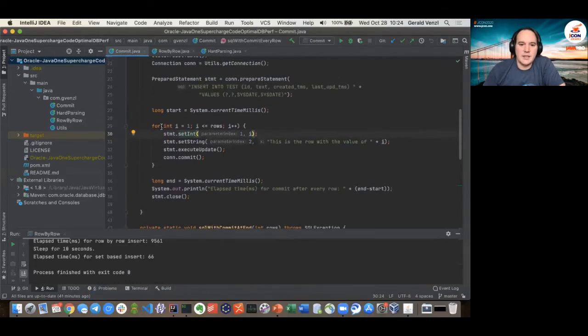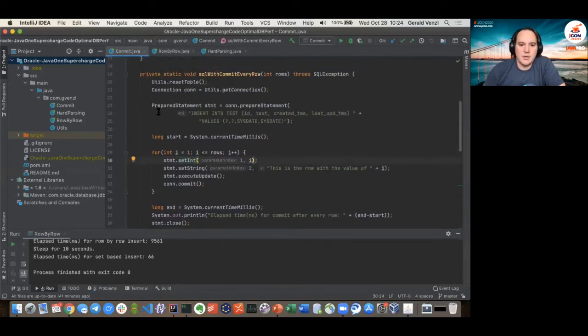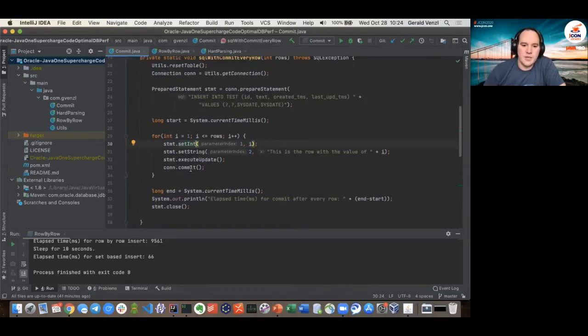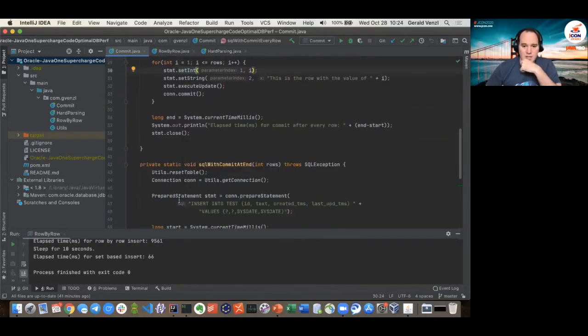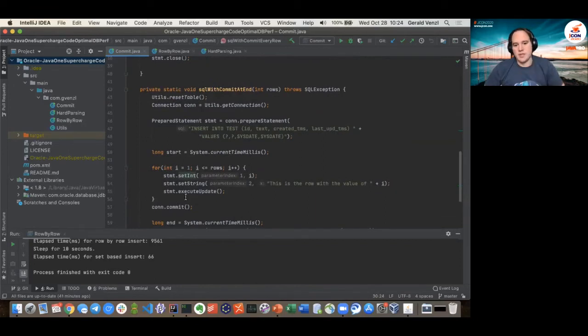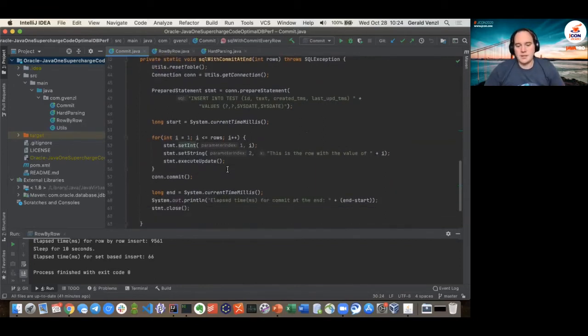As said, here's the commit example. What we're doing here is exactly what you have seen. We have the insert into statement here. We take the time before the loop, we execute those 10,000, and we take the time after the loop has happened. And then we run the same thing again, where we have the commit outside here, and take the time again.